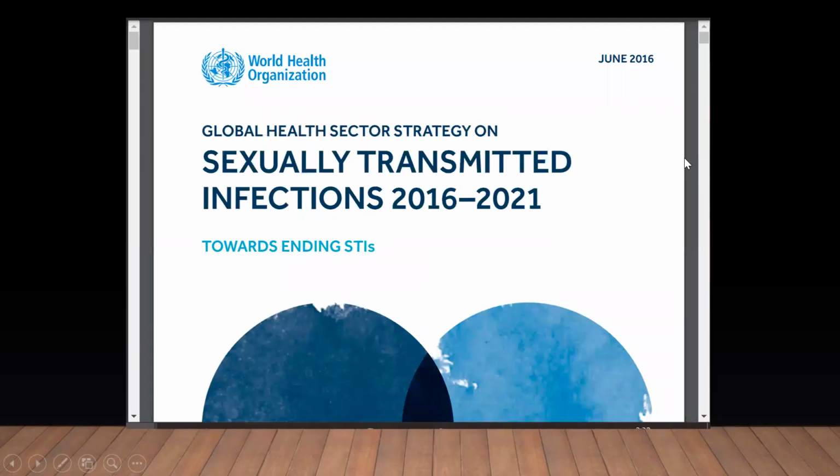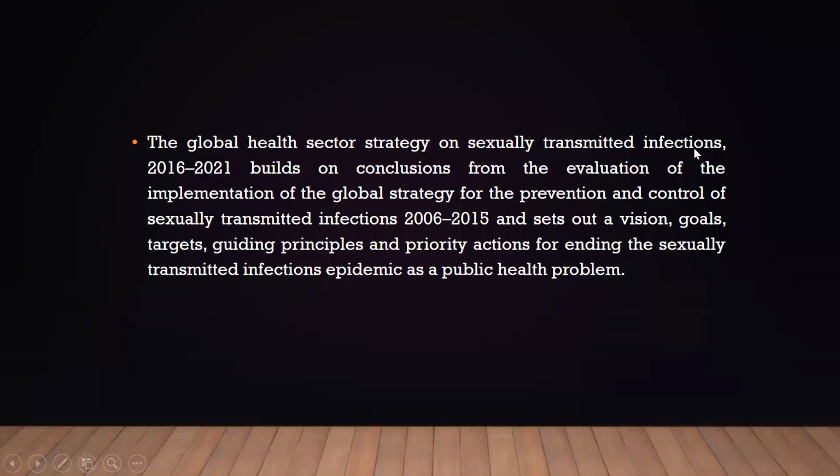Recent updates. Global health sector strategy on sexually transmitted infections: towards ending sexually transmitted infections. The Global Health Sector Strategy on Sexually Transmitted Infections 2016 to 2021 builds on conclusions from the evaluation of the implementation of the global strategy for the prevention and control of sexually transmitted infections and sets out a vision, goals and targets, guiding principles, and priority actions for ending the sexually transmitted infections epidemic as a public health problem.